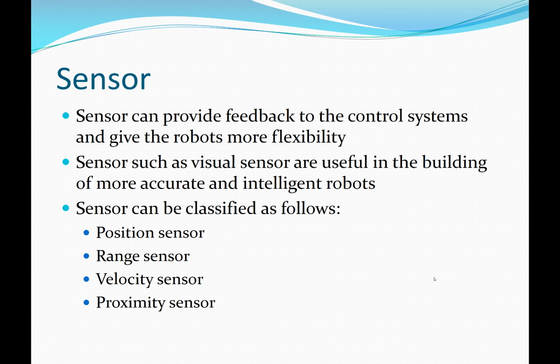Velocity, how fast is it moving? Or is it moving at all? And proximity, is there something there? Is it close? Proximity sensors are quite often used to determine if a part is on an assembly line, or if a vehicle is in a turn lane, to know whether or not to turn on the turn signals. So they look for something there or not there. So those are the 4 different types of sensors.